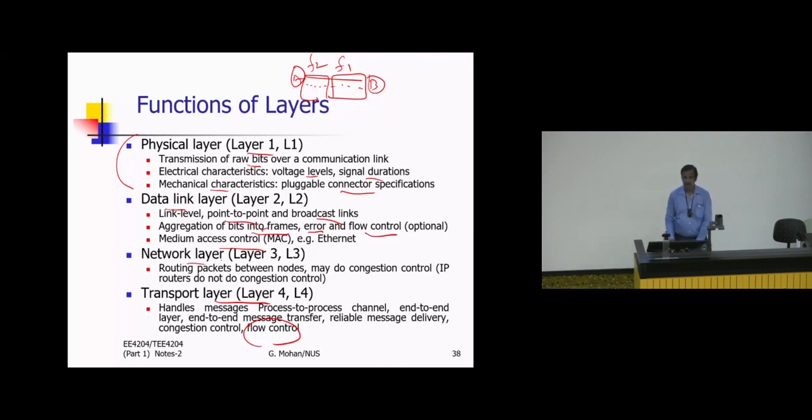Next, layer three. Layer three is the network layer. The main function of the network layer is routing. It can also do congestion control, but the IP routers in TCP/IP don't do congestion control, though according to the design, they can also contribute to controlling congestion. In the last class, we have seen when congestion will occur. And layer four, we call it the transport layer, which is the first end-to-end layer.